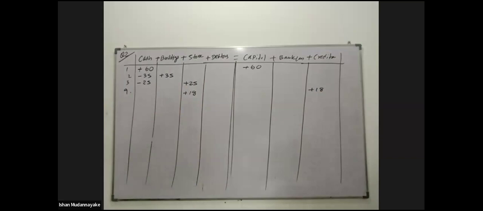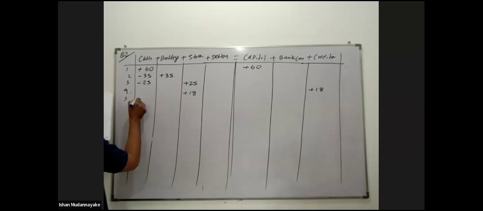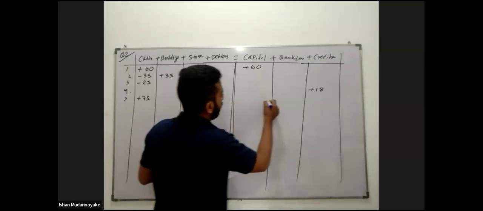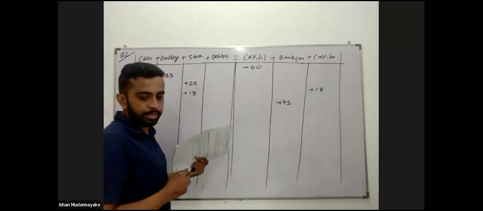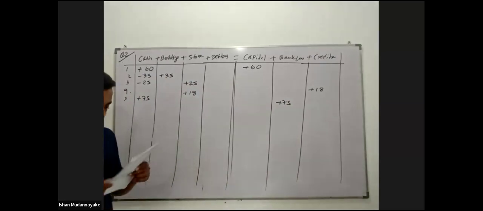Obtain a loan from bank amounting to 75,000. Obtain a bank loan. Received cash, therefore cash plus 75,000. Bank loan liability plus 75,000. Cash plus, bank loan liability plus.